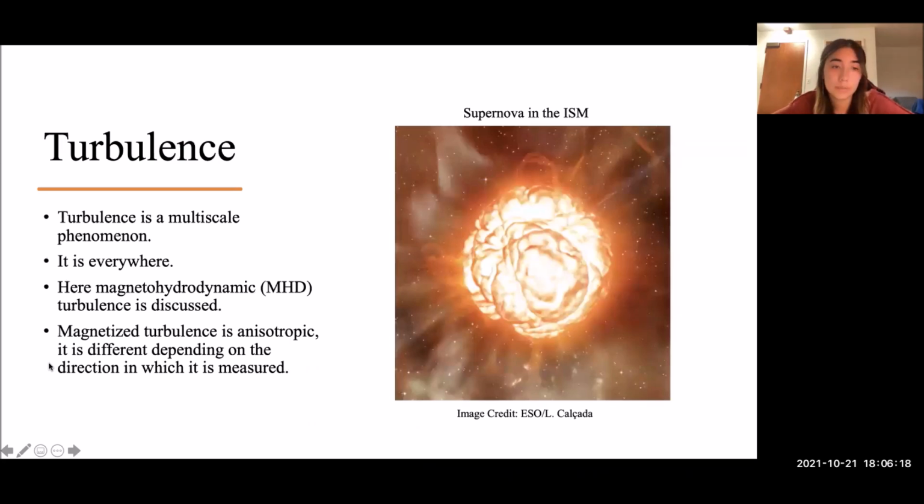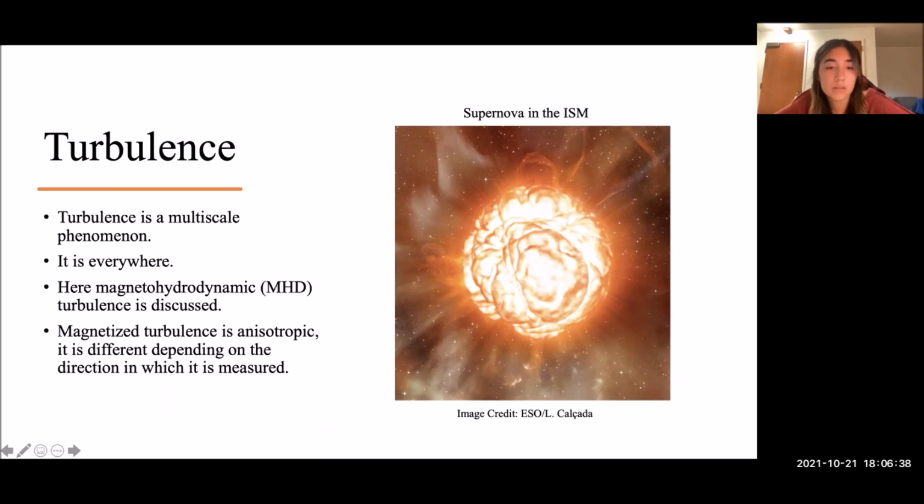Now on to turbulence, which we will talk about a lot today. Turbulence is a multi-scale phenomenon. It is often described as sudden changes in motion of a fluid or a medium, changes in the pressure as well as the velocity. Usually these changes are very sudden and chaotic.